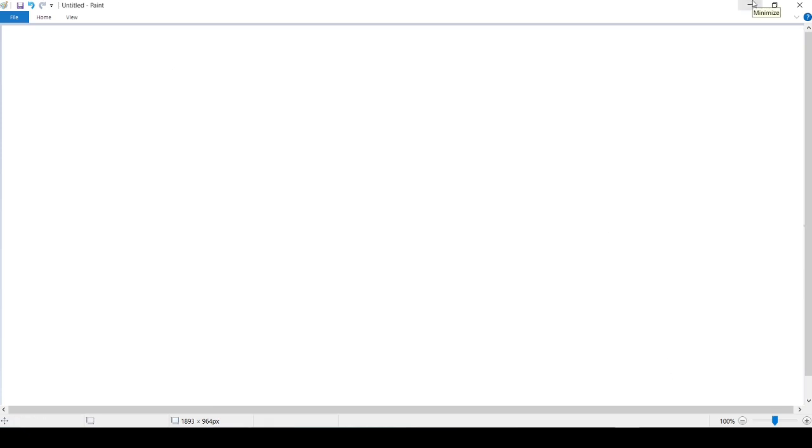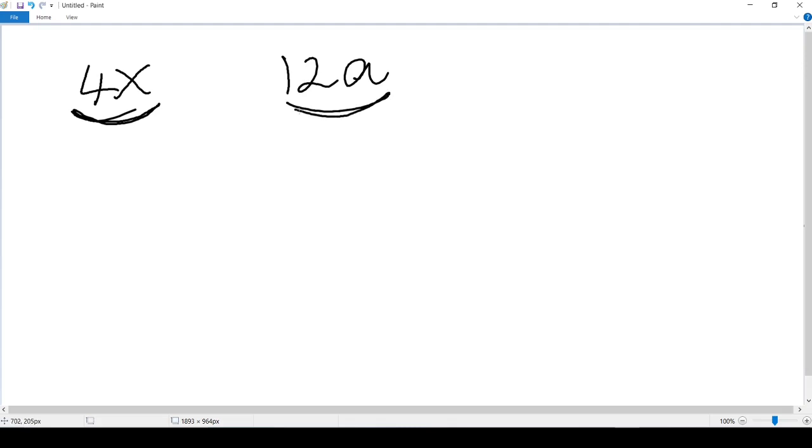We can notice here that when I write 4x, I say 4 is multiplying x. So whenever I have a number and a variable and there is no operation sign in between them, we consider it as multiplication. So if I say 12a, there is no sign in between the 12 and the a, so this is a multiplication, right?